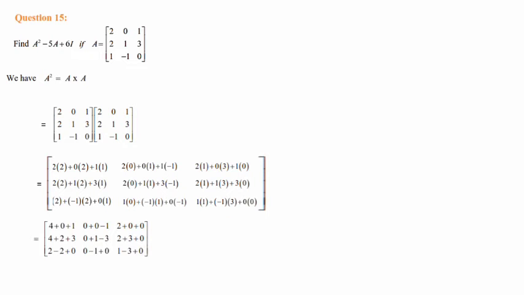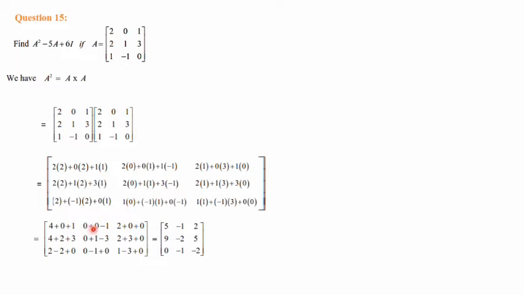So we will go for the calculation. Here 4 plus 0 plus 1, it's mentioned. 0 plus 0 minus 1, it's mentioned. 2 plus 0 plus 0, it's mentioned. Then 4 plus 2 plus 3, it's here. Next is 0 plus 1 plus minus 3, so it's written. 2 plus 3 plus 0, it's mentioned here. 2 minus 2 plus 0, it's here. Next is 0 minus 1 plus 0, it's mentioned here. 1 minus 3 plus 0, that is here. We'll go for the final calculation. 4 plus 1 is 5.